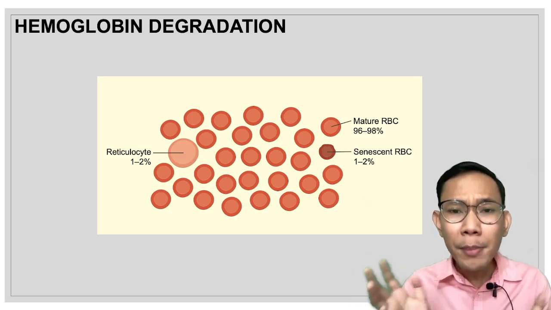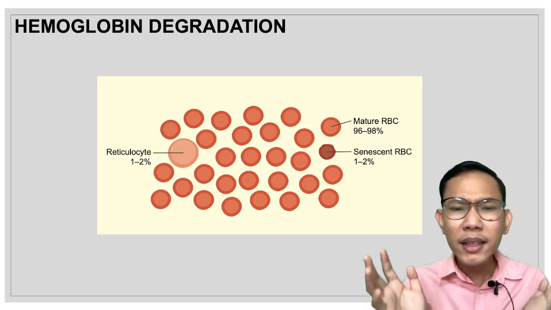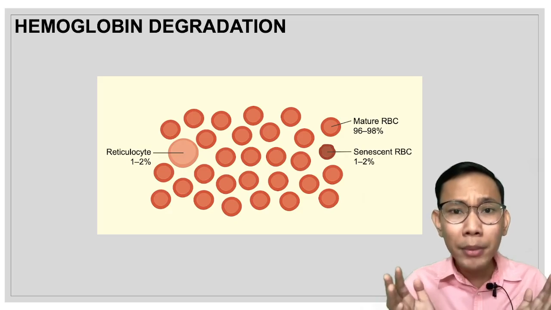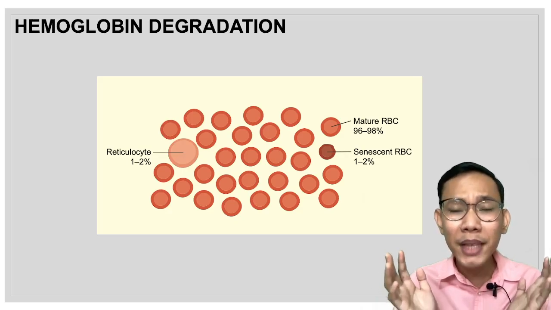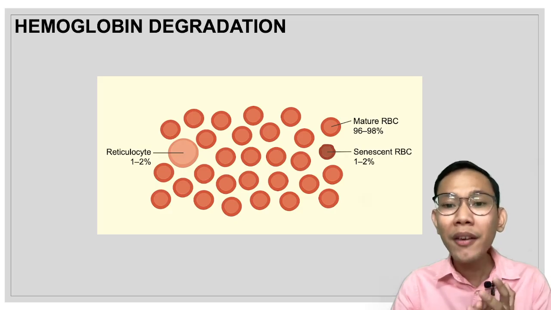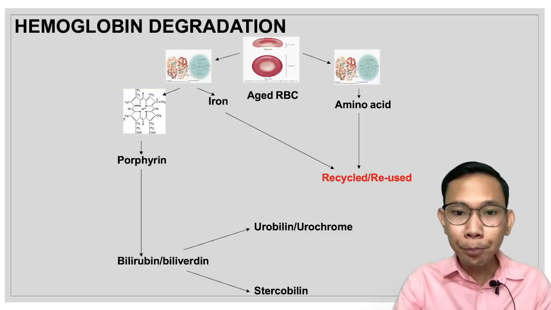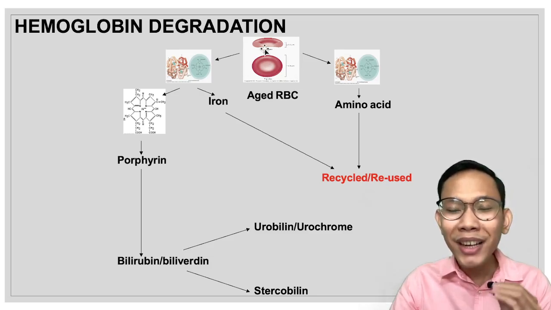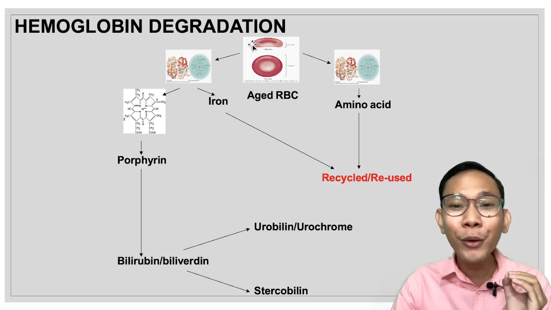Remember, your RBC is already senescent or old. Is it still capable of transporting oxygen? Not anymore because it is now senescent. It becomes aged. So therefore, it has to be phagocytized. So now, aged RBC, ipaphagocytize ng ating mga macrophages.